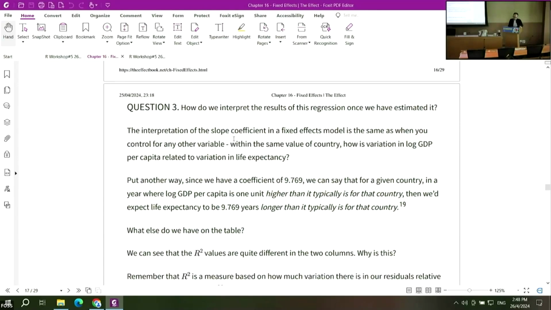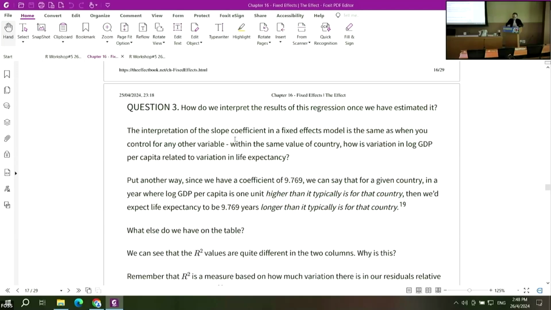It's not editable. But keep in mind, this is the same as when you explain the other coefficient when you control for any other variables. But you have to add this: within the same value of country, the variation in log GDP per capita is related to variation in life expectancy. Put it the other way, okay?